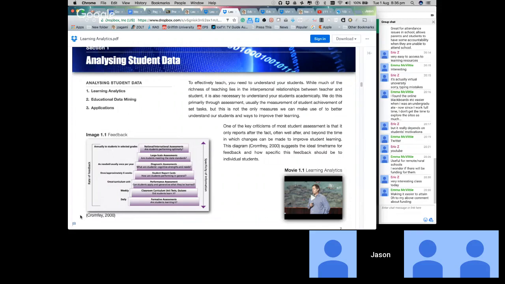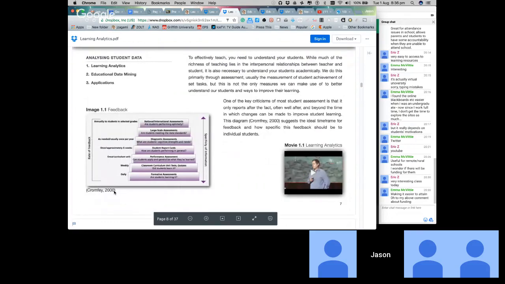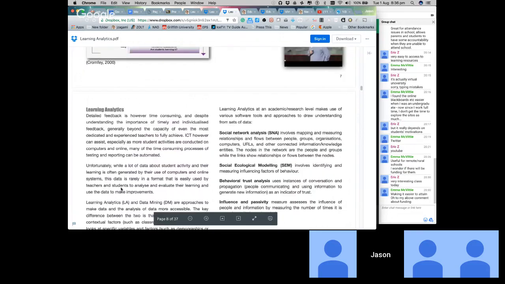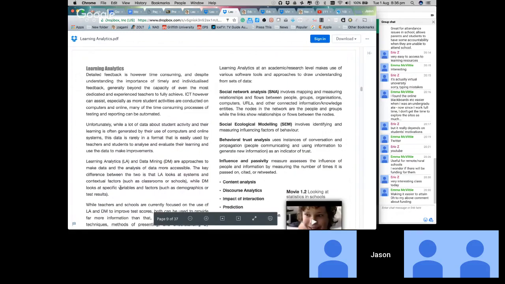So lots and lots of processes where we can collect data about students' learning. And some of that we can then provide feedback on. And the feedback loop then hopefully improves their learning. Of course, we give them advice on how they can then make adjustments to ensure that they are learning more effectively. So learning analytics has a whole range of processes.